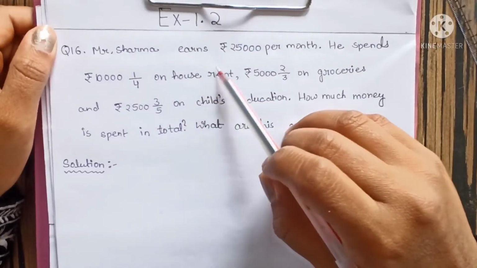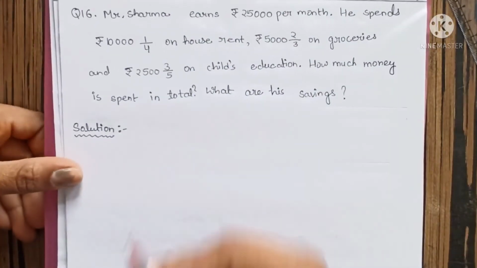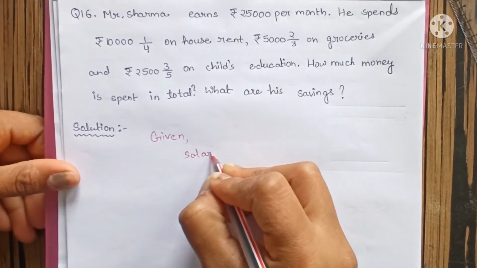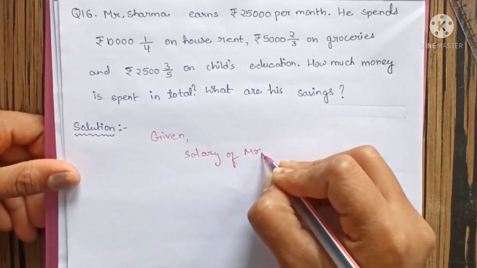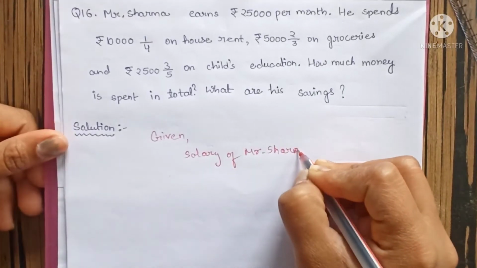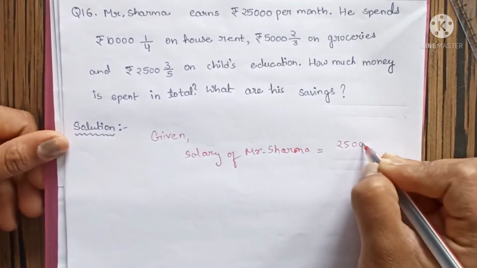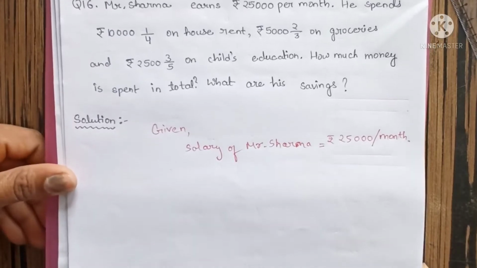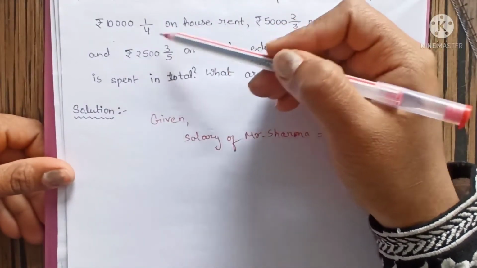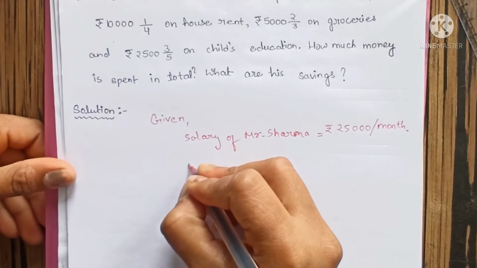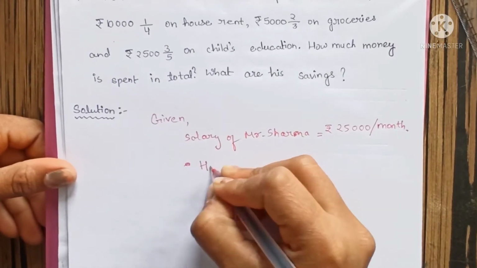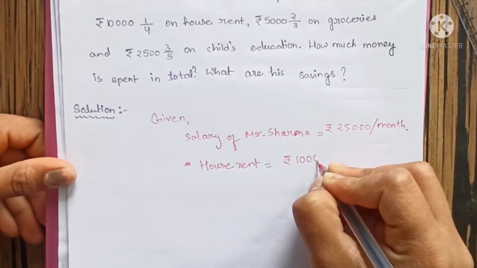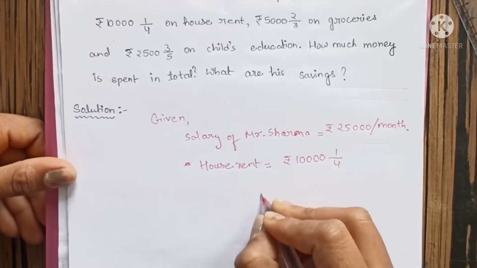Mr. Sharma earns rupees 25,000 per month. So first of all, this is an information given. So we can write here salary of Mr. Sharma. It is 25,000 rupees per month. Okay. He spends 10,000 1/4 on house rent. So house rent, what is his house rent? Rupees 10,000 whole 1/4. This is a mixed fraction.